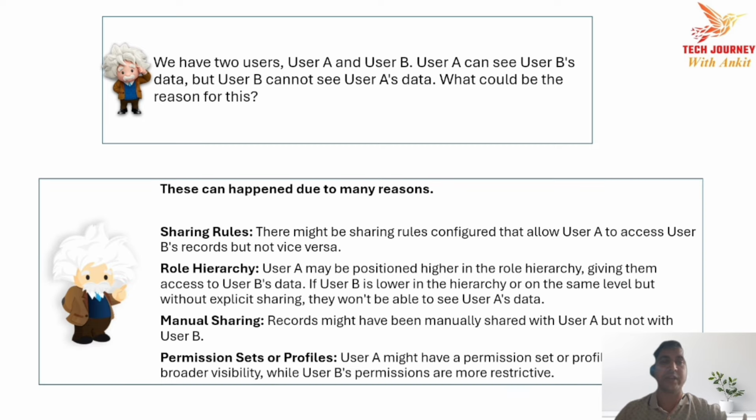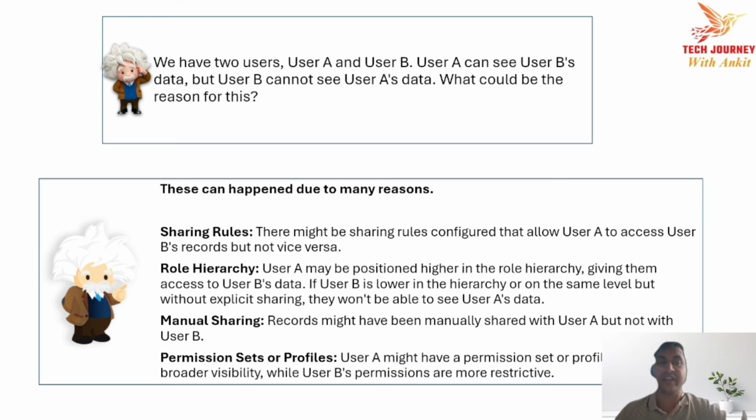So what we will do here is, this can happen due to many reasons. First one, this can happen due to the sharing rule. There might be a sharing rule that has been written which is exposing user B's data to user A, but there might not be a sharing rule which is exposing user A's data to user B. So again, this question is very generic, so you have to consider all the possible scenarios.